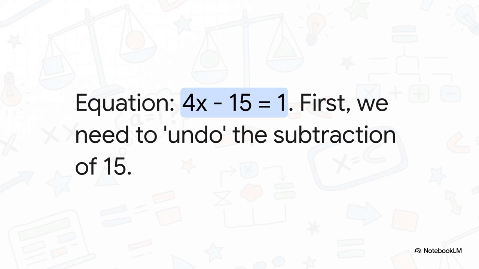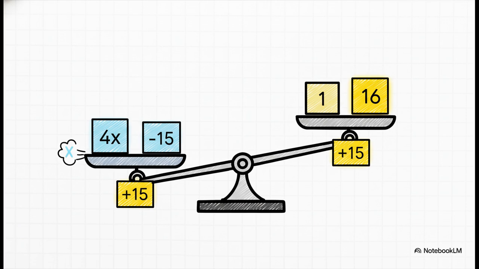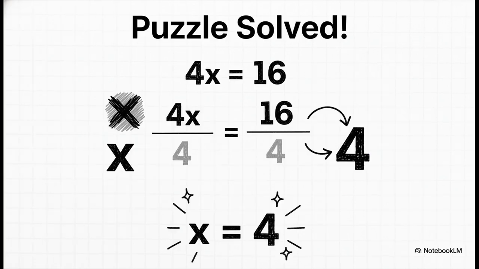4x minus 15 equals 1. Okay, step 1, simplify. Well, it's already pretty simple, so we can jump right to our main goal, getting that 4x term alone. To do that, we've got to deal with that minus 15. So, to undo subtracting 15, what's the inverse? Adding 15. And because of our golden rule, we have to do it to both sides to keep things balanced. On the left, the minus 15 and plus 15 just, poof, disappear. On the right, 1 plus 15 is 16. So now we have 4x equals 16.